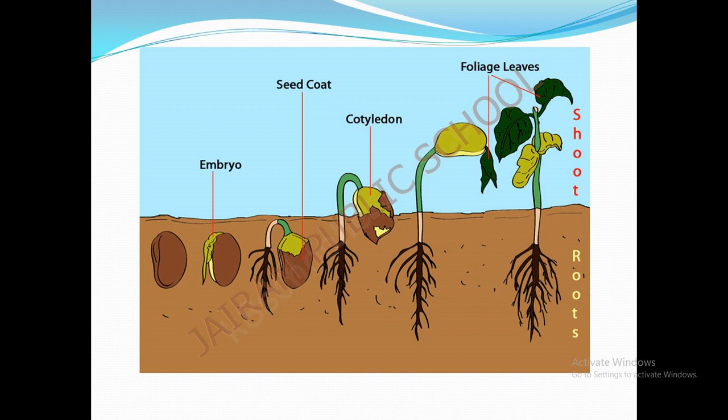Now look at the picture, you will get an idea. See, first this is the shoot system, this is the soil, and these are the parts above the soil. This is called the shoot, and the parts below the soil are called the root.